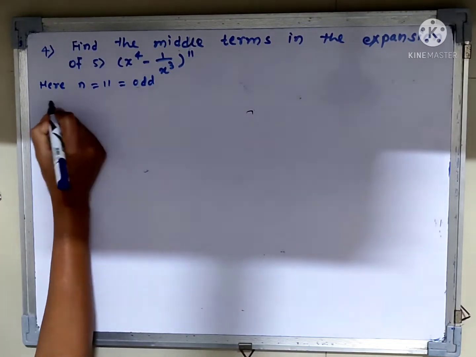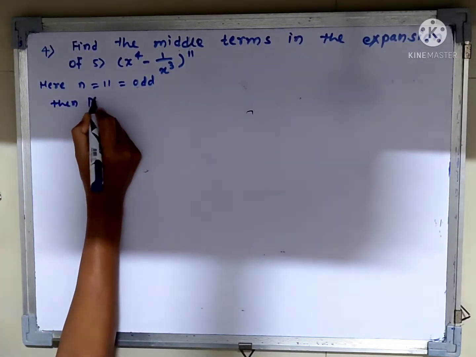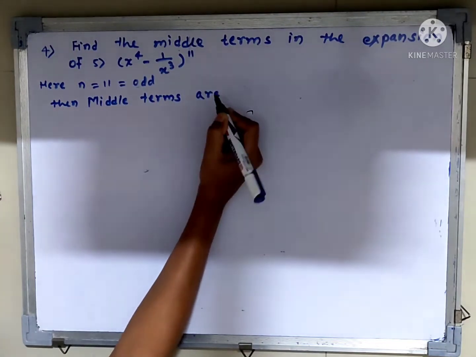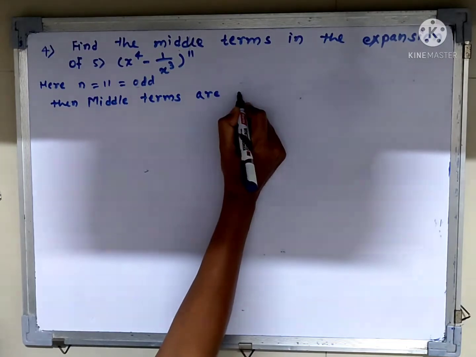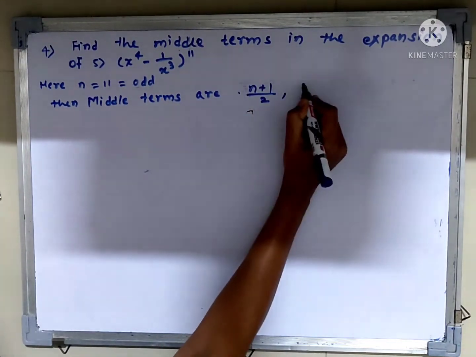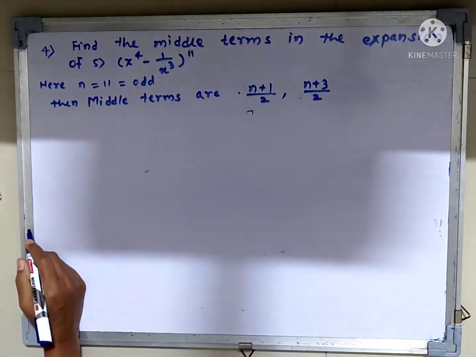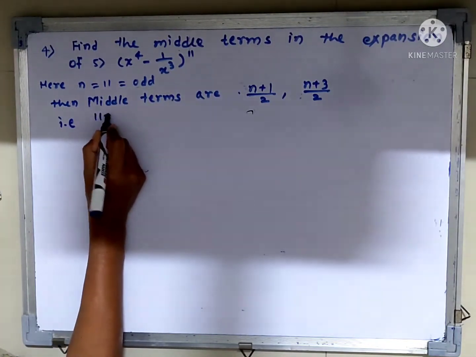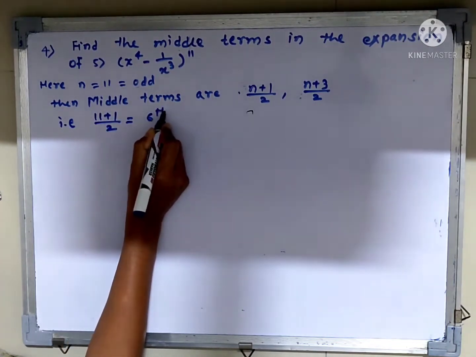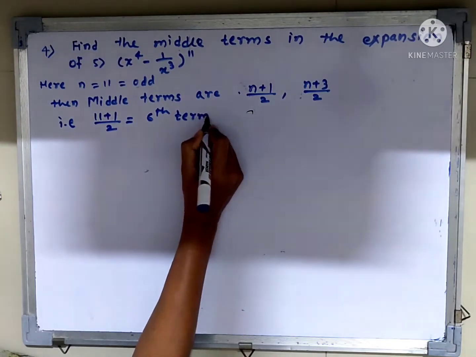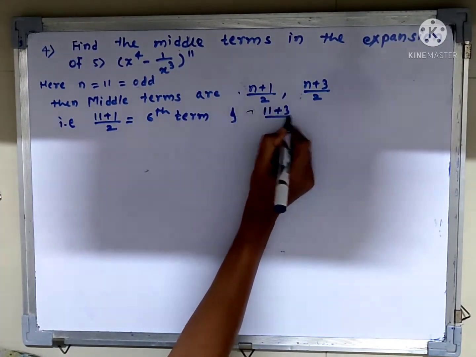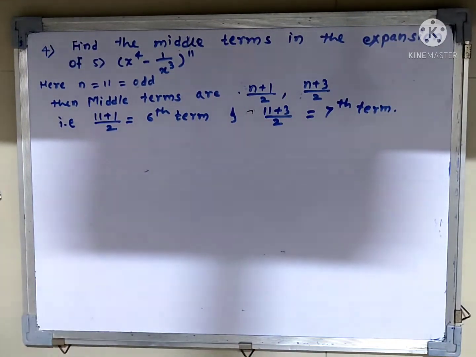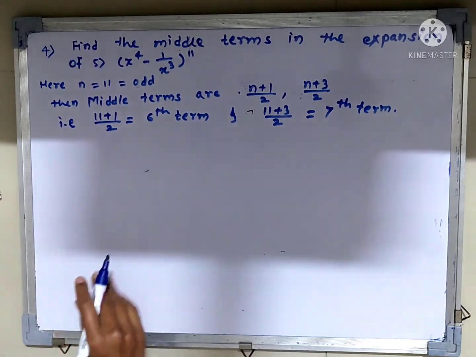Then the middle terms are the (n plus 1) upon 2th term and the (n plus 3) upon 2th term. That is, 11 plus 1 upon 2, which is equal to the 6th term, and 11 plus 3 upon 2th term means the 7th term. Okay, these are the two middle terms, the 6th and 7th terms.